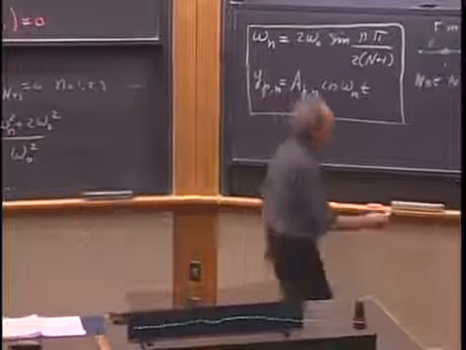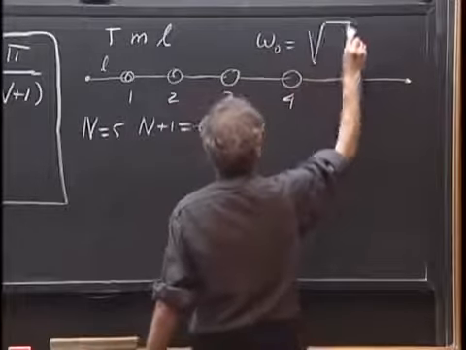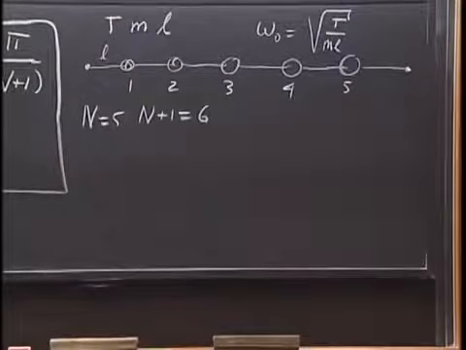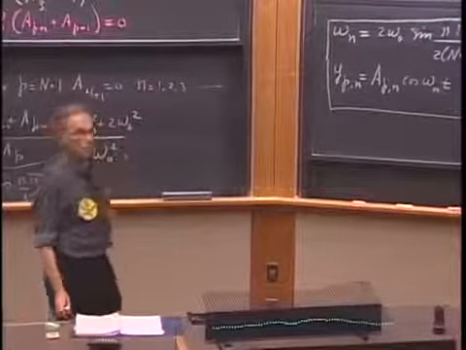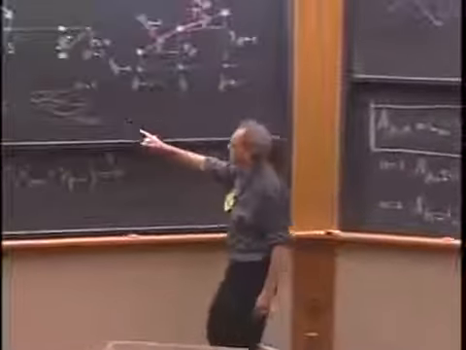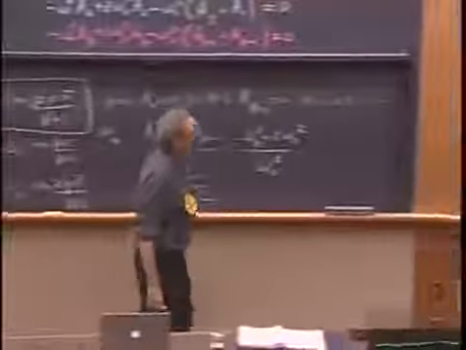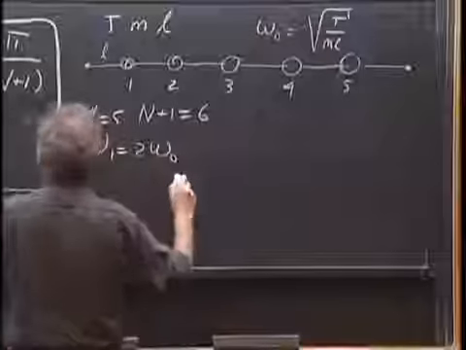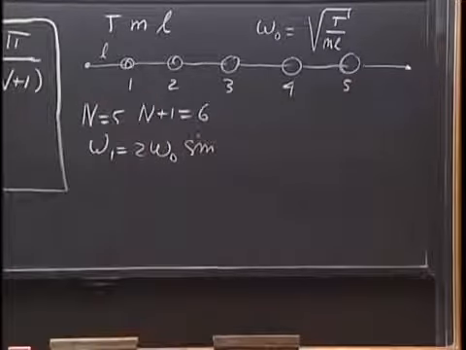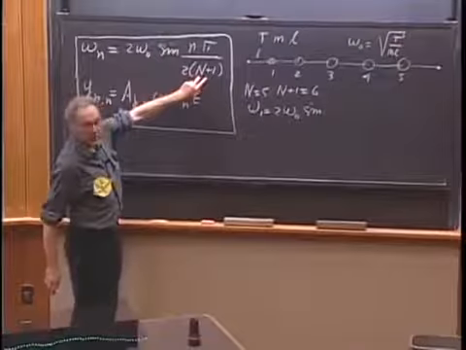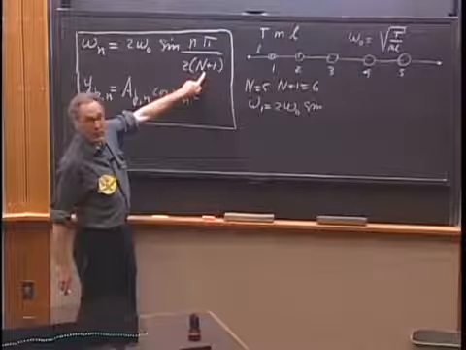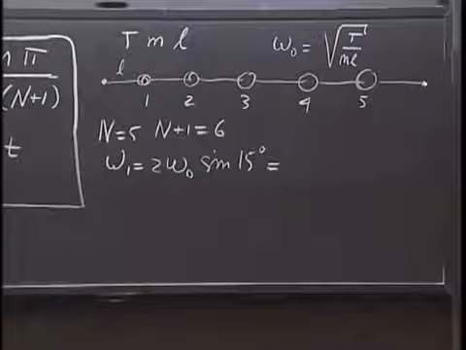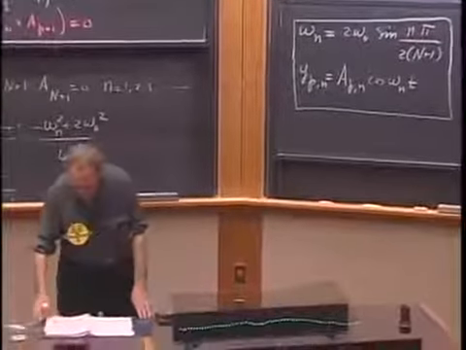And then omega 0 is the square root of T divided by mL. So I'm interested in knowing what the frequency is in the lowest possible mode, which is going to resemble something like this. And so that frequency, omega 1, is then 2 omega 0 times the sine, n equals 1, capital N plus 1 is 6, 180 degrees divided by 12 is 15 degrees, so that's the sine of 15 degrees. I write it now in degrees because I have a better feeling for degrees than I have for radians. And that is 0.51.